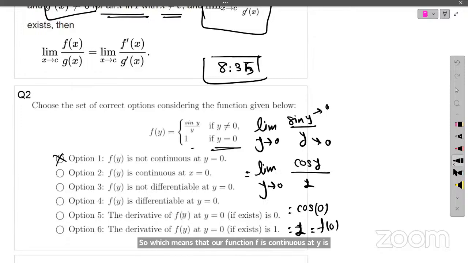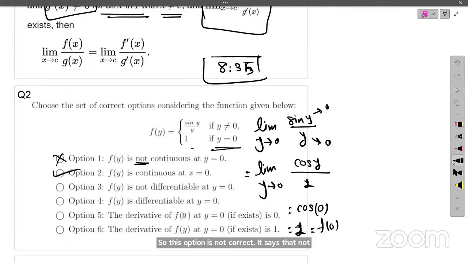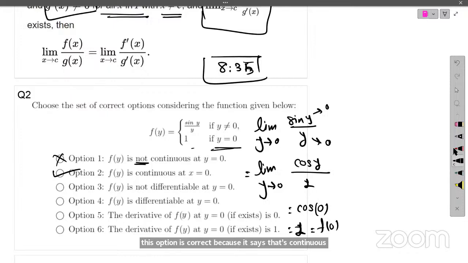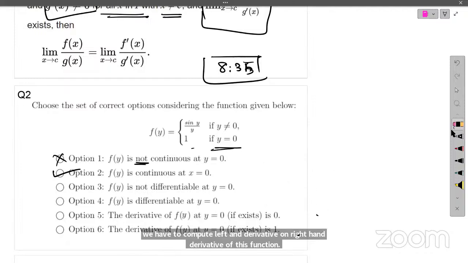So this option is not correct. It says not continuous at y equals 0. This option is correct because it says it's continuous at x equals 0. Now for the third and fourth options, we have to compute the left-hand derivative and right-hand derivative of this function, and then try to judge what is the case.